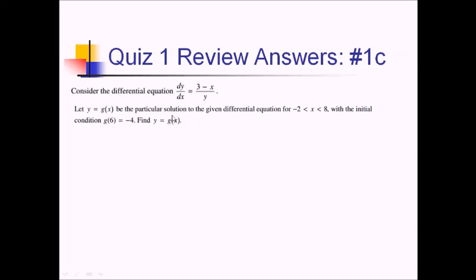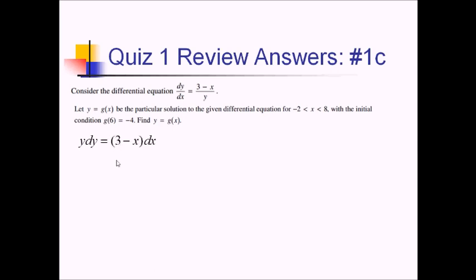On this problem, I've got this differential equation, which I want to solve for its particular solution, given an initial condition of g of 6 equals -4. So let's start by separating our variables. We have to do this because we have a y, an output variable, in the differential equation. I'll start by multiplying y by both sides. So I've got y dy on the left. On the right, if I multiply by dx, I've got (3 minus x) times dx.